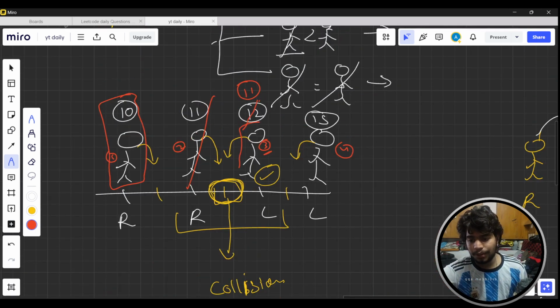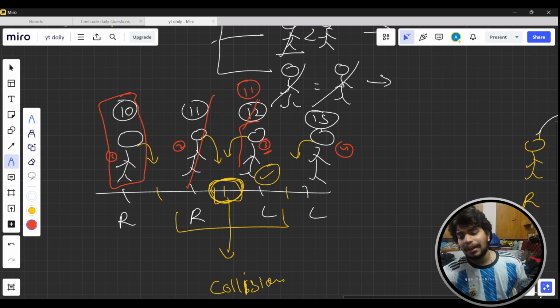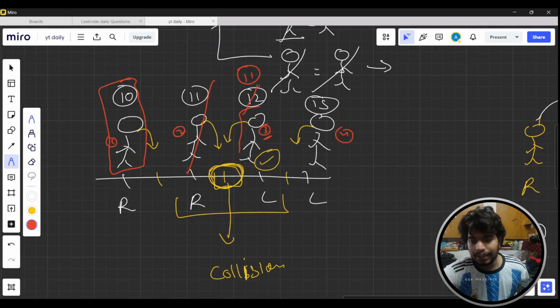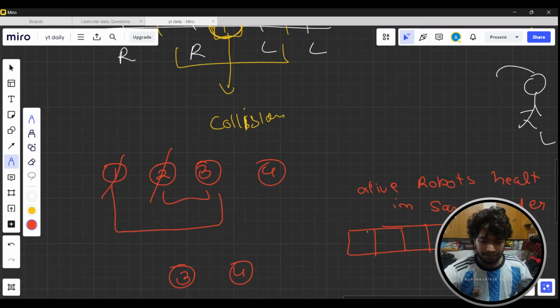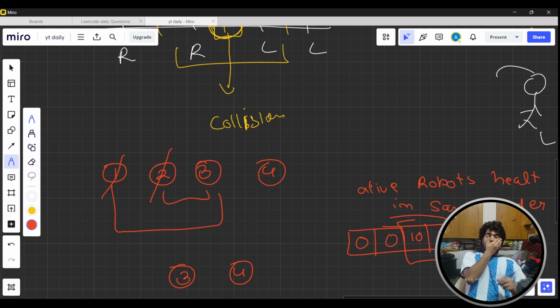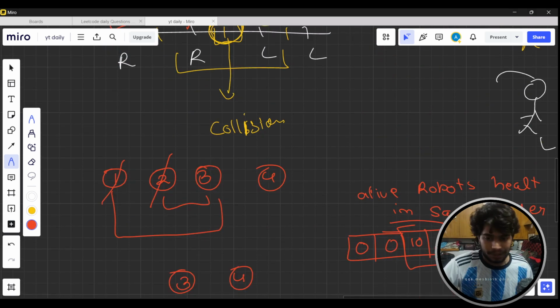So let's say I've been given 10, 11, 12, 13, 15. So what I will be returning at the end is 10 and 15. So this will be 0, 0, 10 and 15. I will be returning this only. Does it make sense? It does make sense.